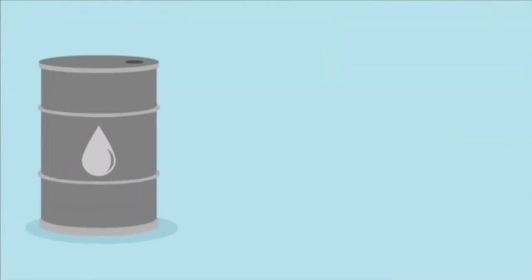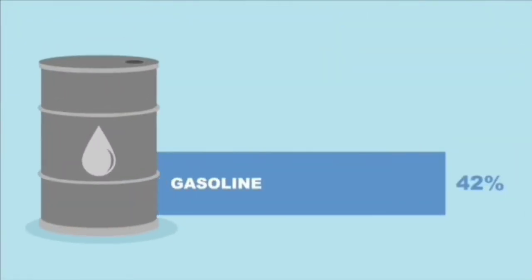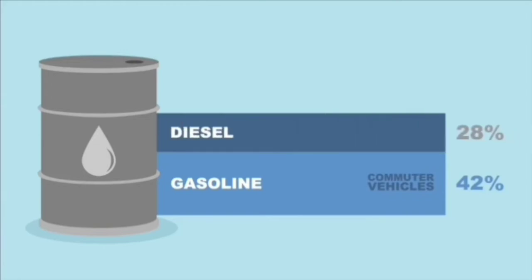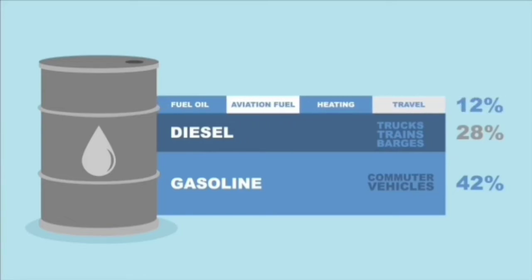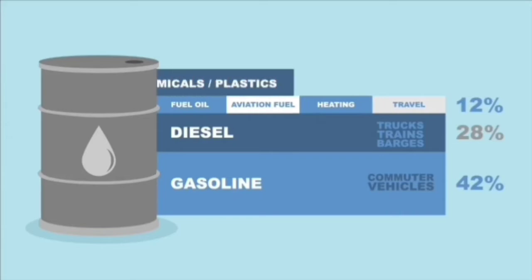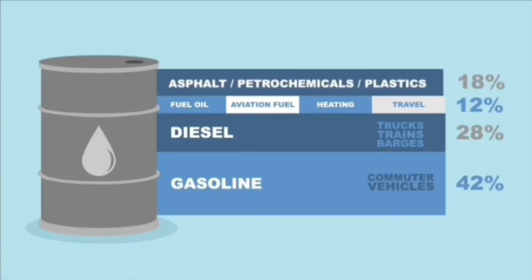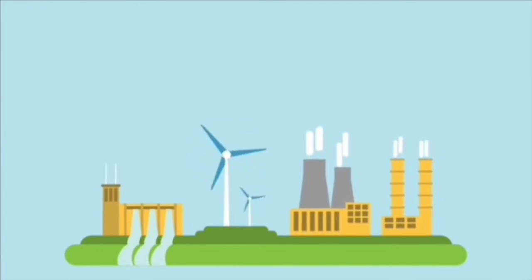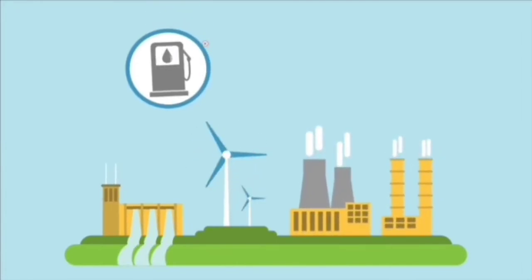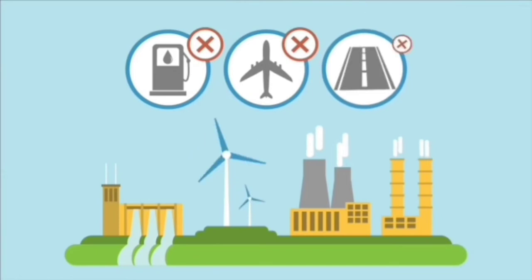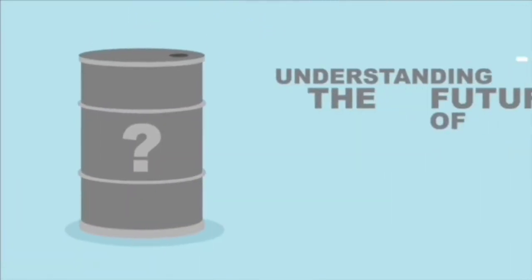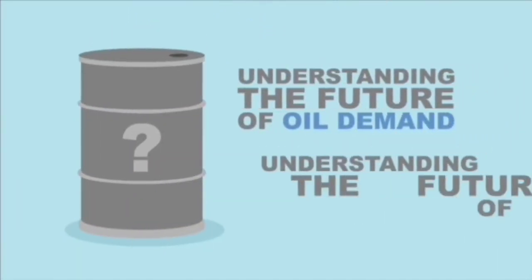If you take a barrel of oil, 42% of it will be turned into gasoline for our commuter vehicles. 28% will be turned into diesel, which runs our commercial fleet, including trucks, trains, and barges used in transporting goods. 12% is split between fuel oil and aviation fuel for heating and travel, respectively, and the last 18% is used for asphalt, petrochemicals, and plastics. Oil has no substitute. Renewable energy, nuclear, coal, none of them can create the gasoline, jet fuel, or asphalt that runs our communities. Understanding the future of oil demand ultimately means understanding the future of population.